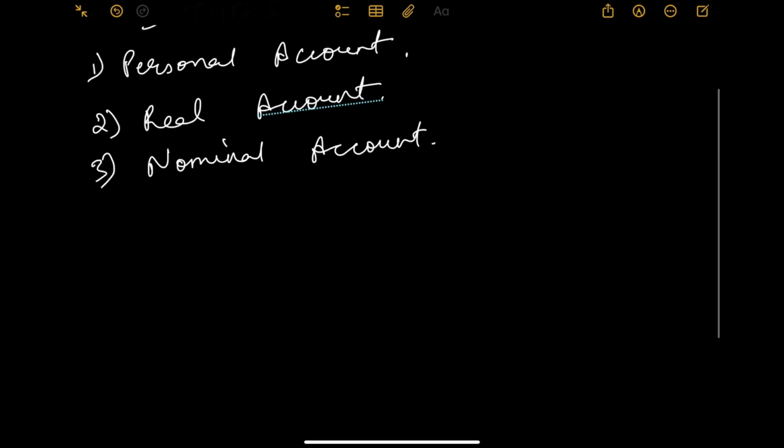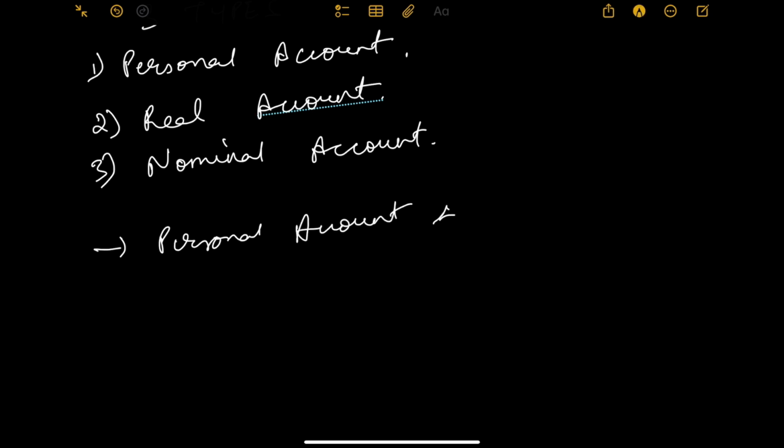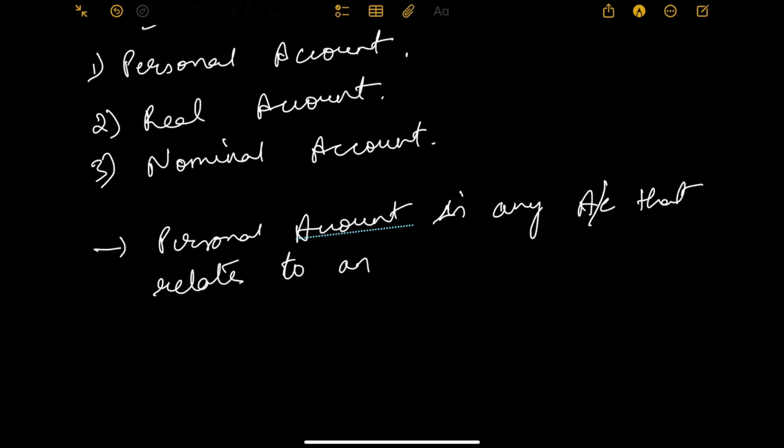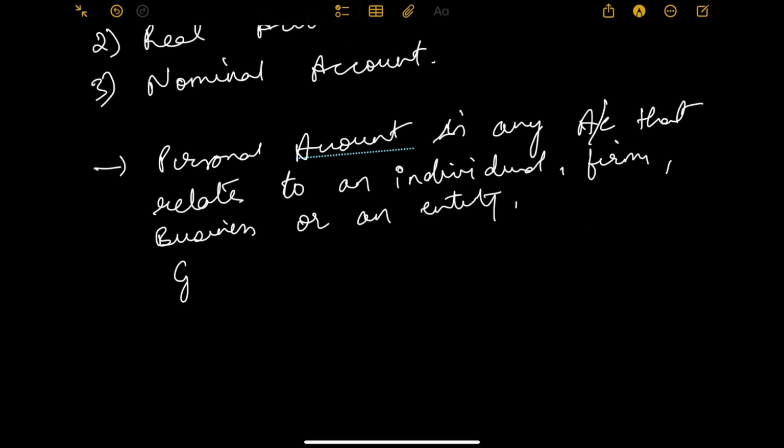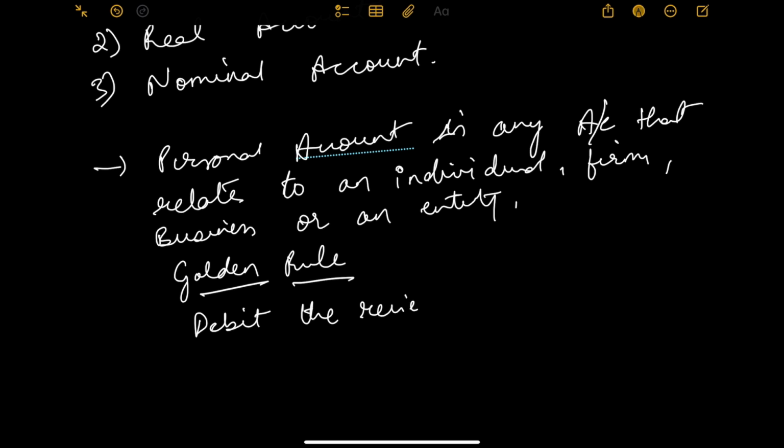Now, what is a personal account? Personal account is any account that relates to an individual, firm, business or an entity. Okay? And what is the golden rule for personal account? The golden rule for personal account is debit the receiver, and credit the giver.